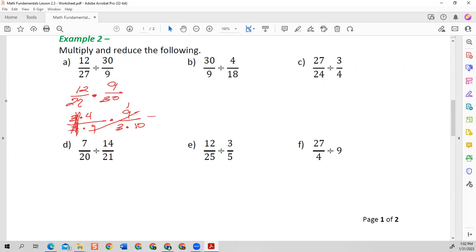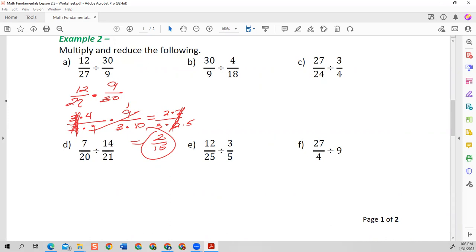But 10 has something in it that 4 also has. 4 is 2 times 2, all over that 3 times 1 times 10. Well, 10 is 2 times 5. And I see that at least one set of 2's reduce, leaving me with 2 times 1, all over 3 times 1 times 5, which is 15. And there's my final answer. I'm going to skip B and let you do B.